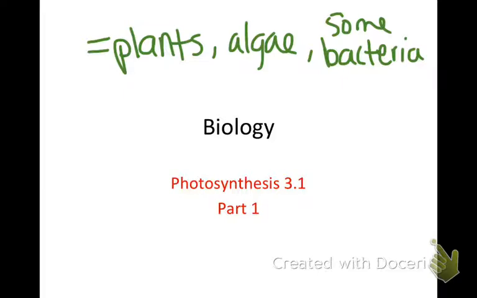Plants, number 1. Algae. Algae's that kind of gross green film that covers up the lake in the summertime. And you think, ew, the water's gross. Well, it's just algae. That's their home. They go through photosynthesis. And to briefly go over what you learned in 7th grade, photosynthesis is how plants, along with algae and some bacteria, make their own food. But that's not the whole story, as we're going to find out.